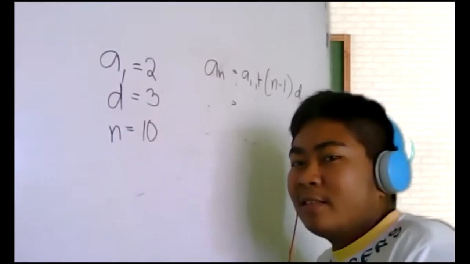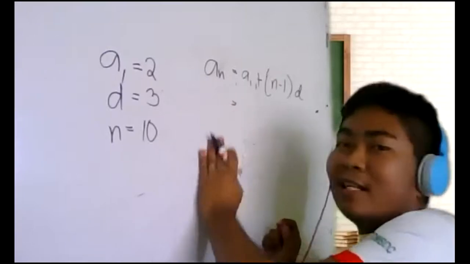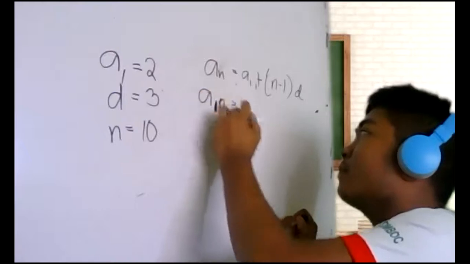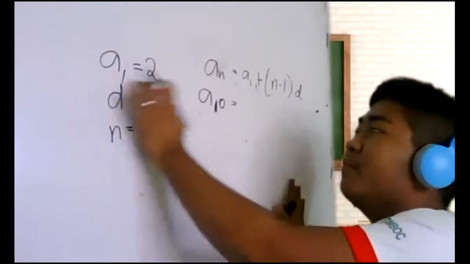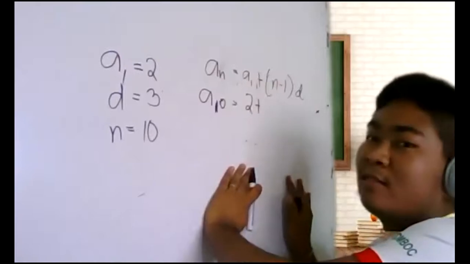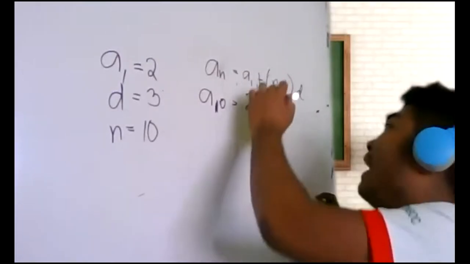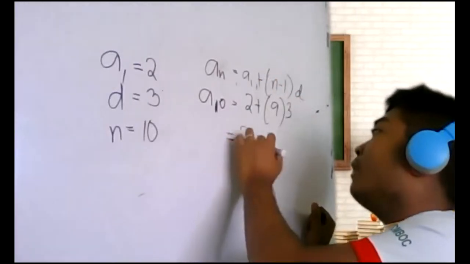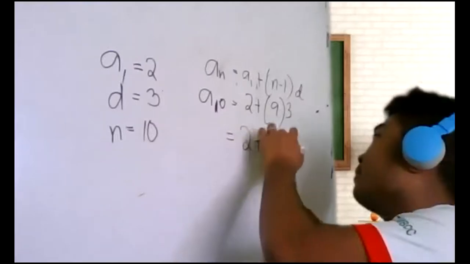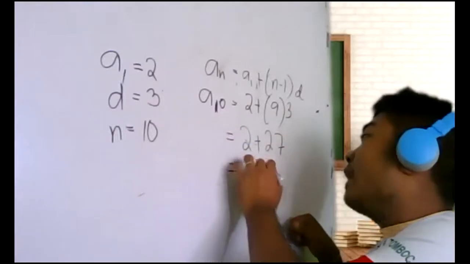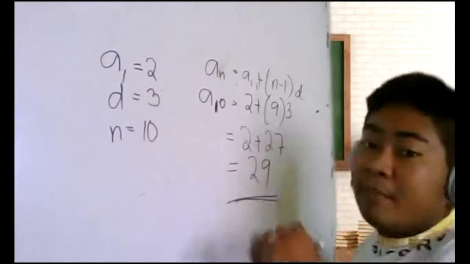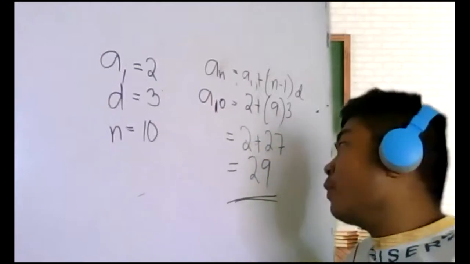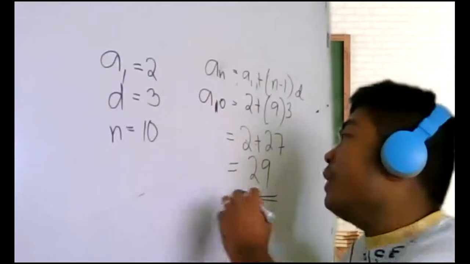1. Okay? So, the answer would be, let's try to solve. a10 is equal to, what is the first term? We have 2 plus n minus 1, so 9, times 3. Tama? So 2 plus 9 times 3, which is 27, so 29. Therefore, we conclude that the 10th term would be 29.